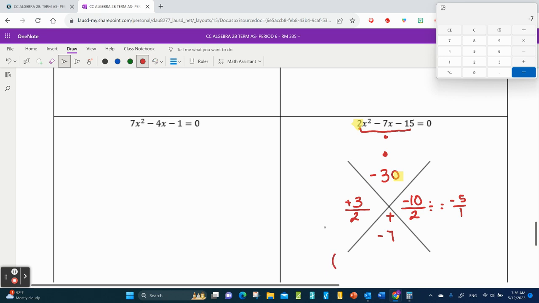So let me set up my parentheses. So starting with the 2, that turns into 2x plus 3. And since I did the simplification here, I'm going to start with the 1 over here. And so that's going to turn into x minus 5. And there you have it. This is how I break this down into factor form. Okay. So from standard form to factor form.